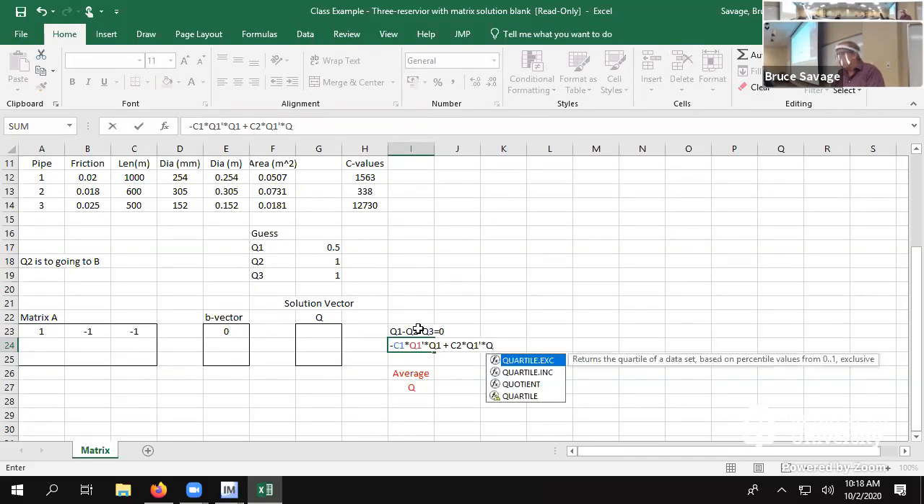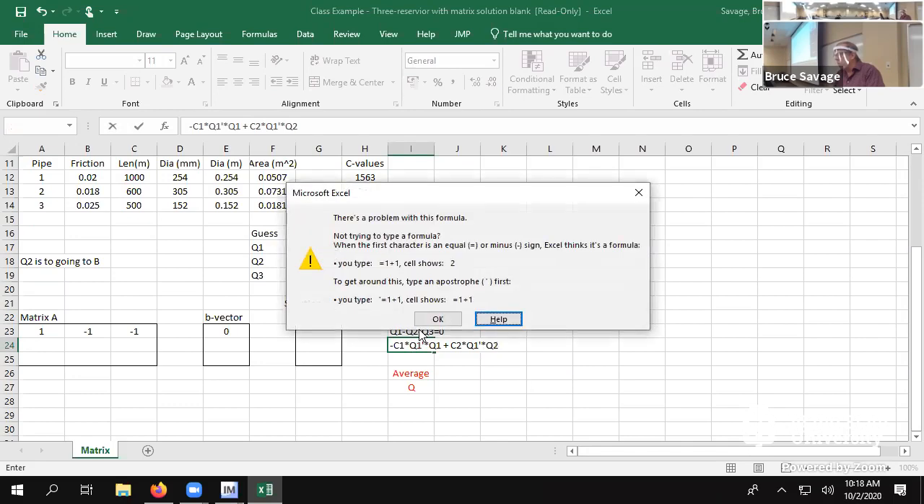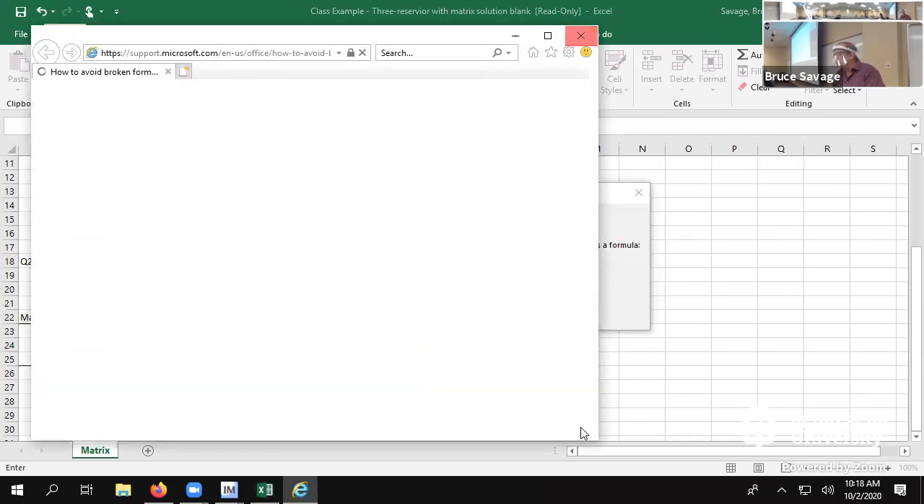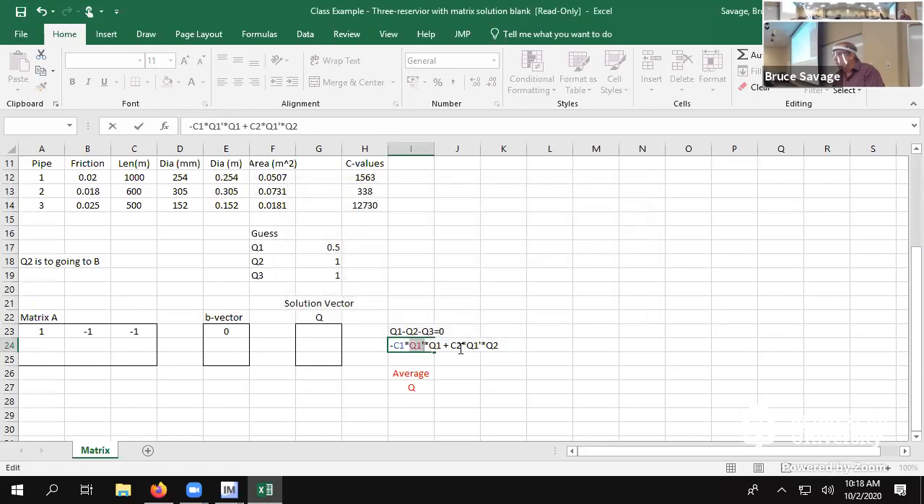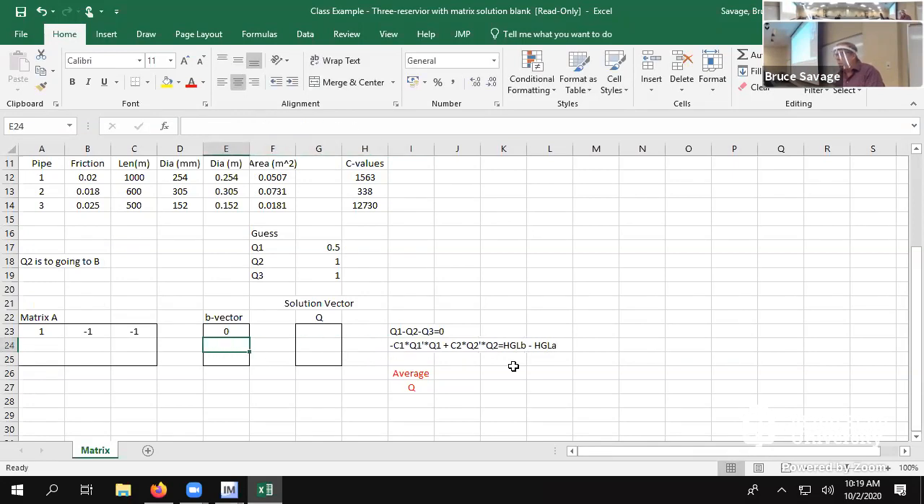Times then Q, whoops, that should be Q. Q, and I'm going to have to put, this is a label, not an equation. Okay. C sub 2, Q sub 2, there we go, Q sub 2. And all this then equals the hydraulic grade line of B minus the hydraulic grade line of A, because I took A over the other side, right? So when I do this equation now, remember I'm solving for Q sub 1 and Q sub 2.